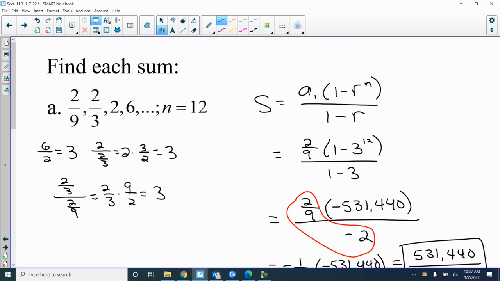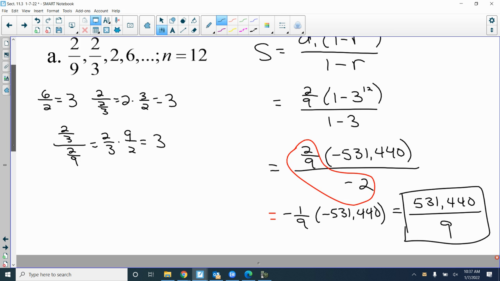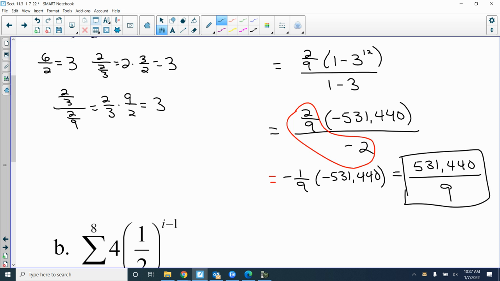So what we got here is a geometric series, and these are nastier than arithmetic. Okay, they're not as nice. We keep that going for 12 terms. We add them up. We get that 531,440 over 9. All right, for part B, that second one.